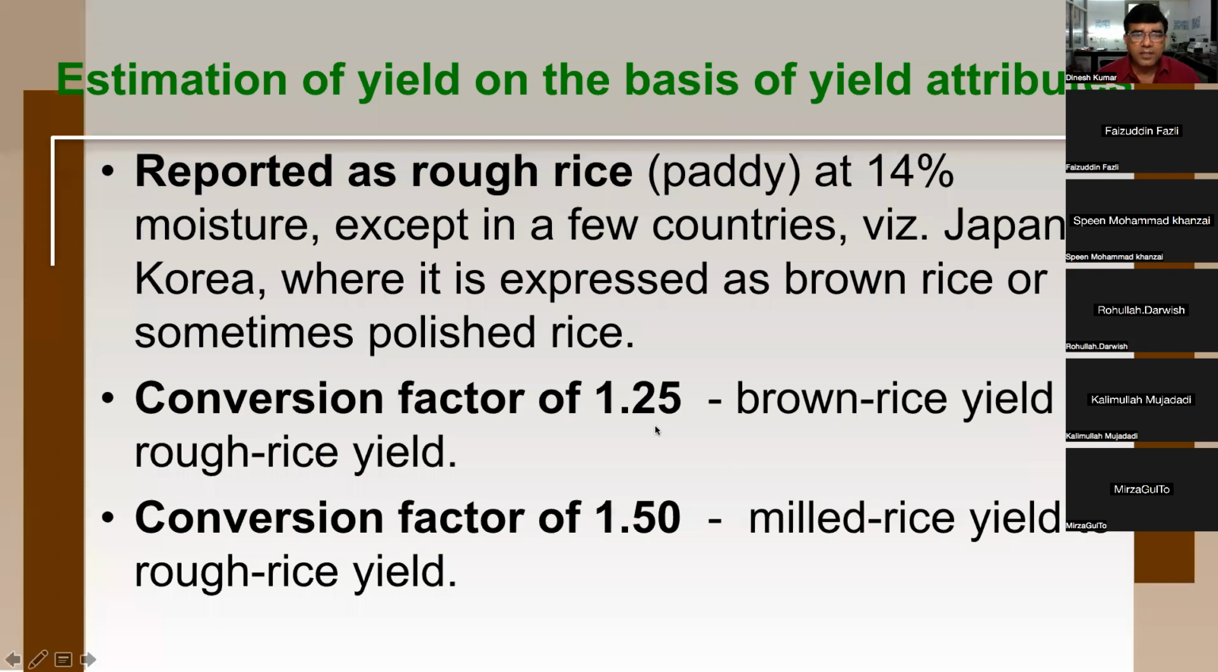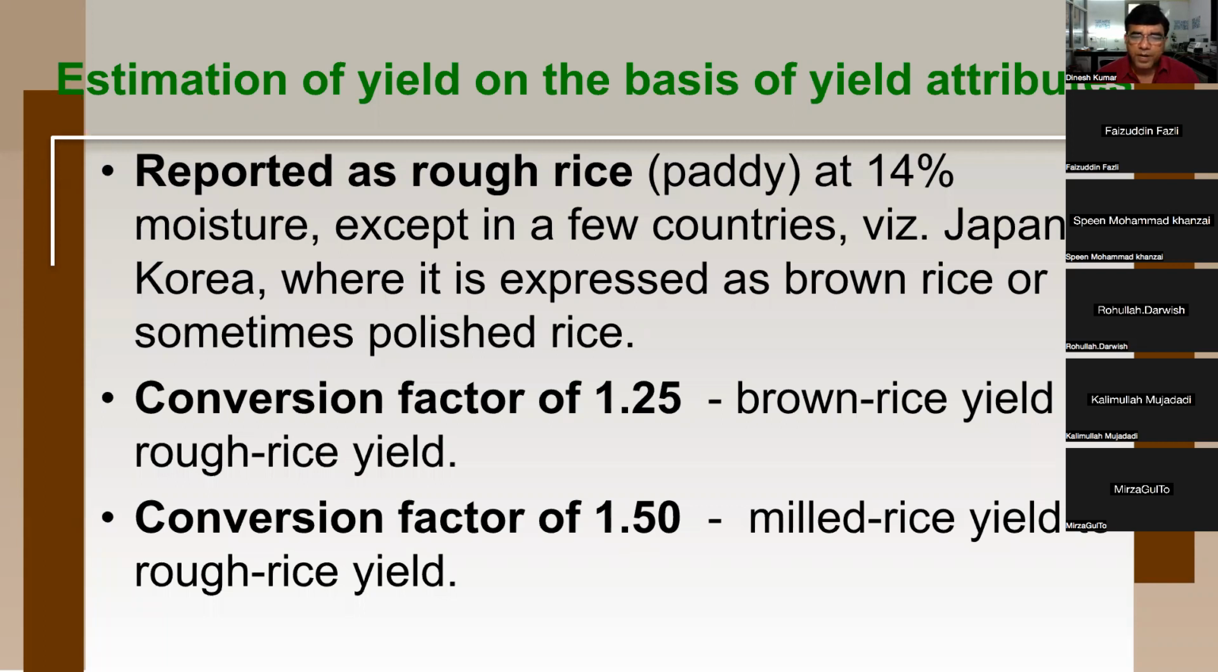So it is shared again. It is going well. And now you see that the conversion factor is 1.25 from brown rice yield to rough rice yield. So if you want to convert from brown rice to rough rice, you multiply the value of brown rice by 1.25. Then you will get rough rice yield.